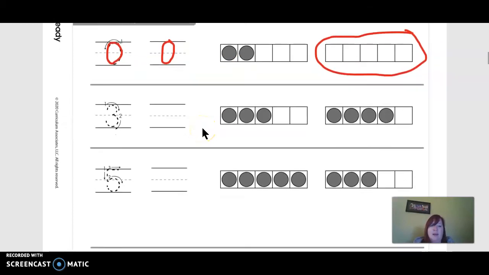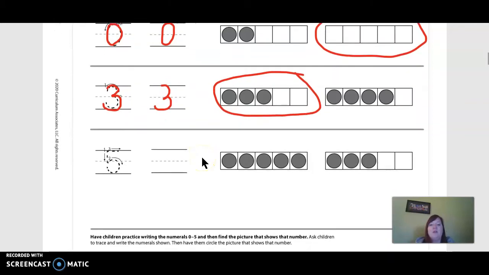Okay, what number is this? A 3. So our 3, start like this. Oh, remember it's a backward C, that's how you make a number 3. Okay, which 5-stick shows number 3? Correct, this one. Make sure you're checking your work. Give yourself smiley faces if you got them correct.